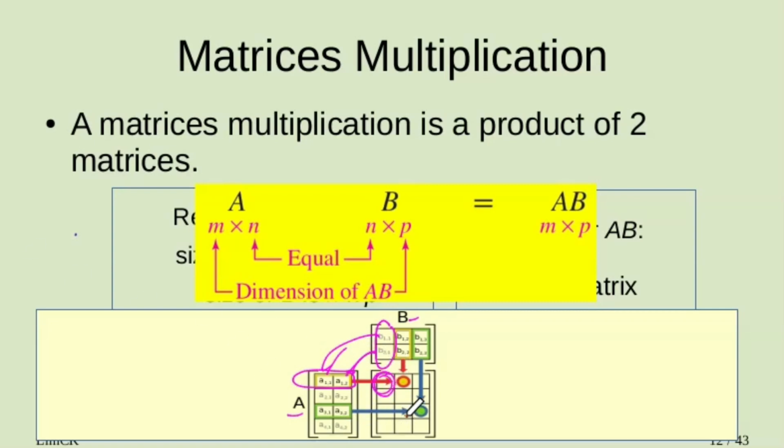Similarly, for this one, this is row 4, and then column 2. So this one and this one multiply, this one and this one multiply, you get the results, and you sum up to get this one.